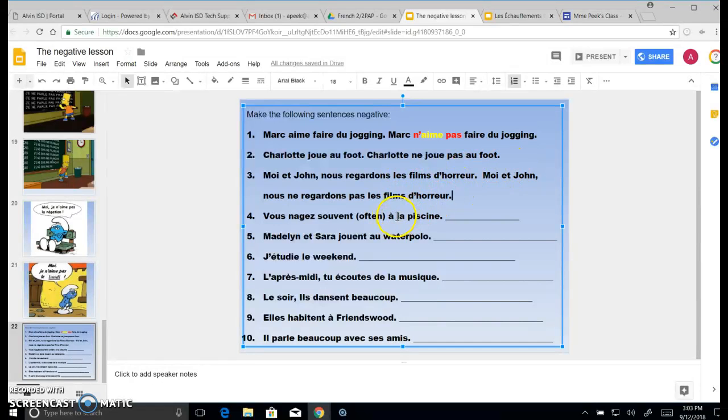And that's all we did. There was no homework. We did have an exit ticket. Each student had to tell me one thing they do not do at school. So be thinking about that. But that's it for today.